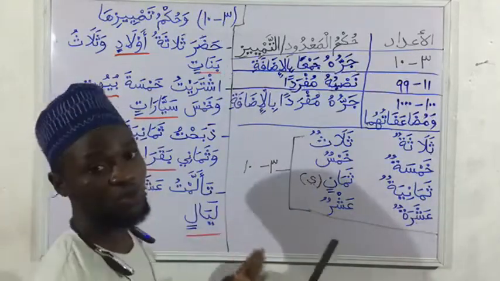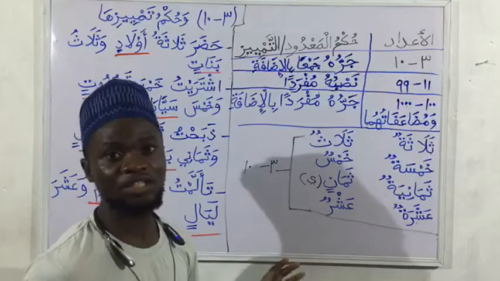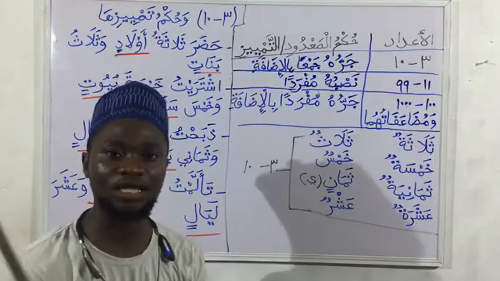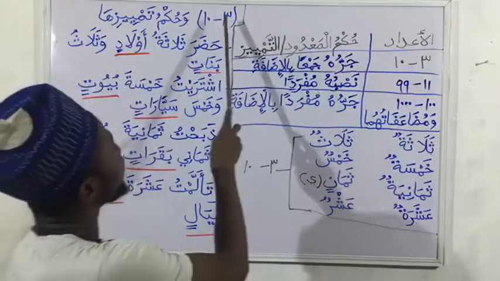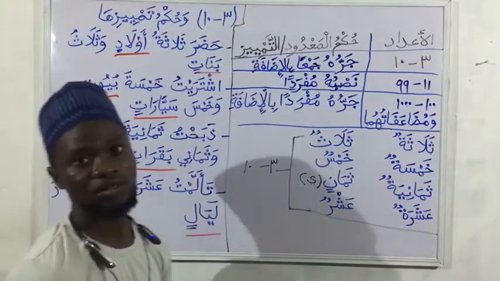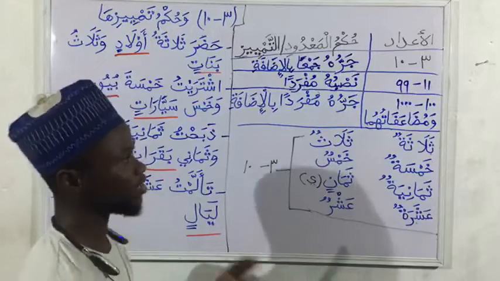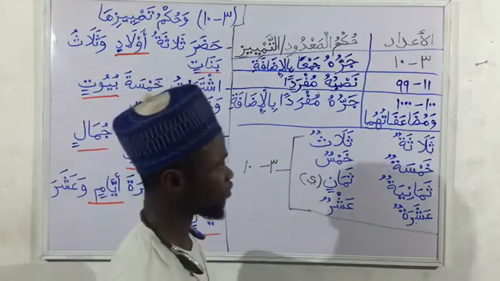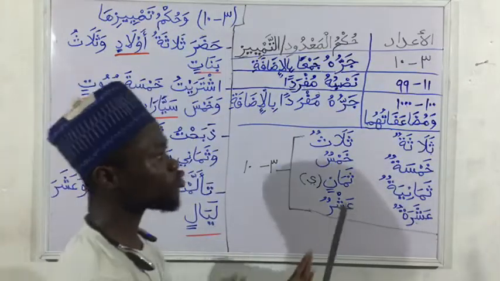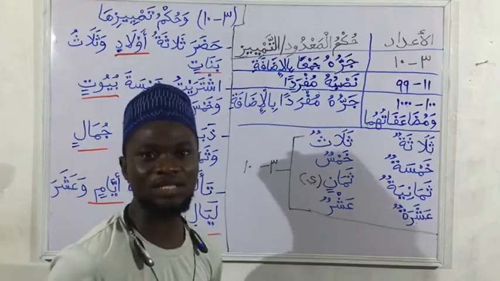So our focus for today, don't forget, is to look at thalathatun ila ashara, thalathatun ila asharatin wa hukm tamyiziha. That's the focus for today, and that is what we are going to delve into now. So now we are going to look at the numbers individually, how they are written.